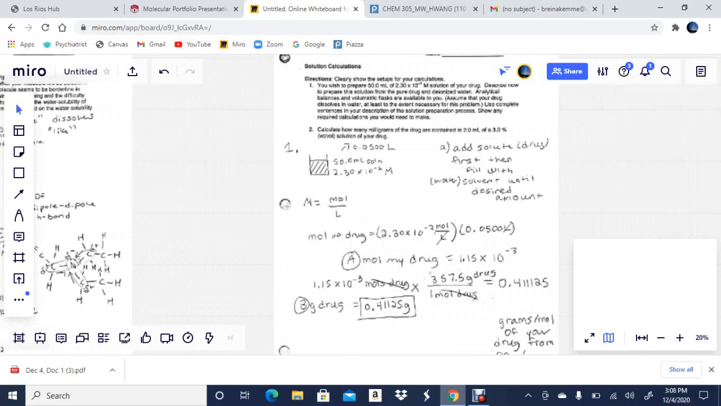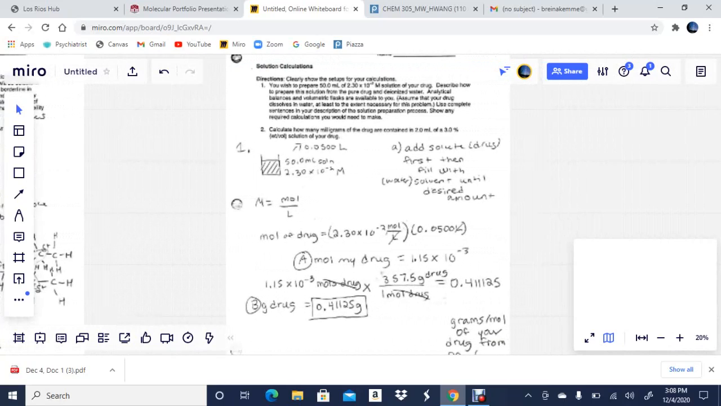And then here are the solution calculations. What we're trying to figure out is, if we want 50 milliliters of solution and we want the concentration to be 2.30 times 10 to the negative 2, how much of my solute, how much of my drug in moles, are we going to need to have that concentration. What you're going to do is add the solute first, the drug, and then you will fill it with the solvent.